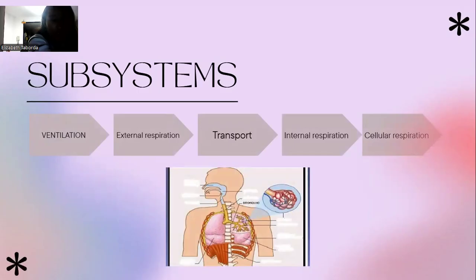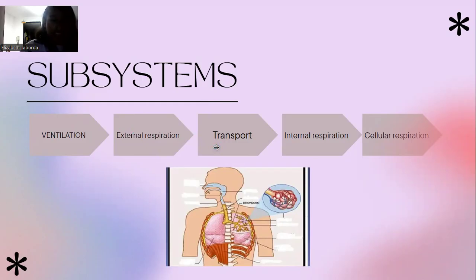To understand the transport of gas in our body, we can divide the process into 5 subsystems. First, ventilation. It is the movement of air that enters and leaves the lungs thanks to the work of the respiratory muscles. Two, external respiration. It is the exchange of oxygen and carbon dioxide between the alveoli and the blood in the pulmonary capillaries.